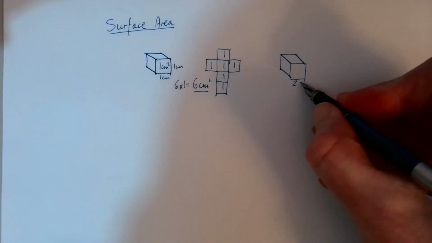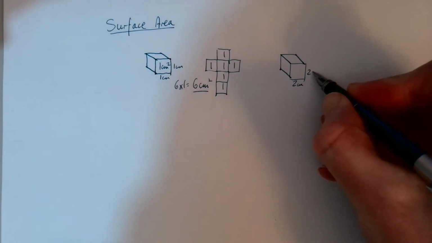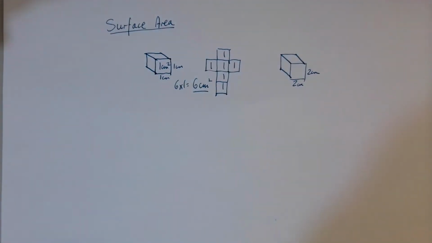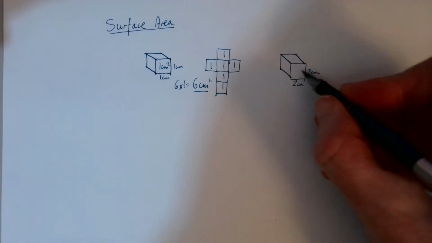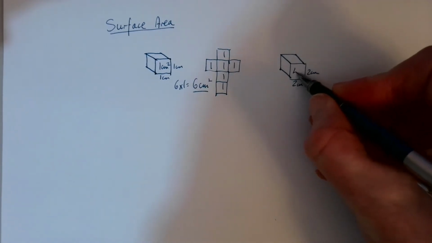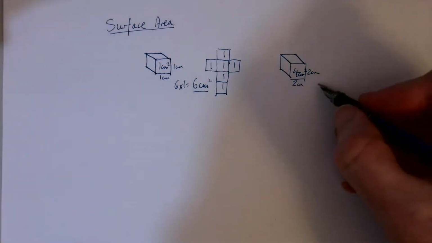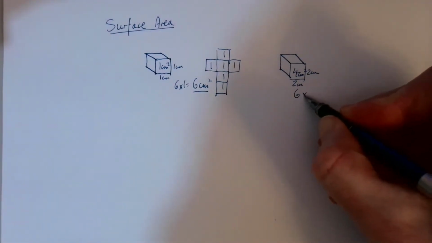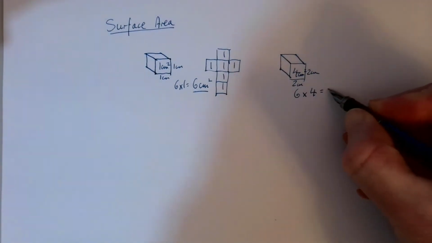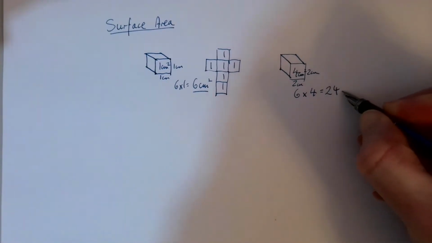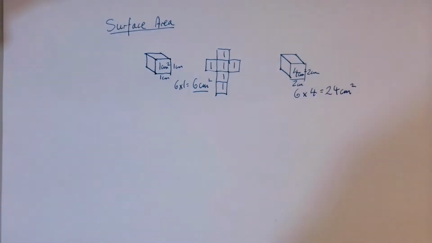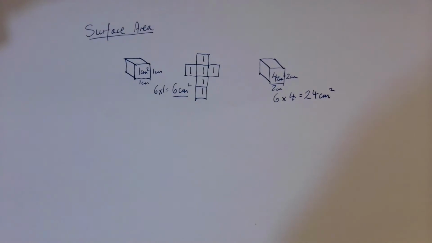If I say it's 2 centimeters in each direction, pause the video and see if you can work out the surface area of that cube. For one face, you should have 4 centimeters squared, because 2 squared is 4. But then you're going to have 6 of those faces, and 6 times 4 is 24 centimeters squared.